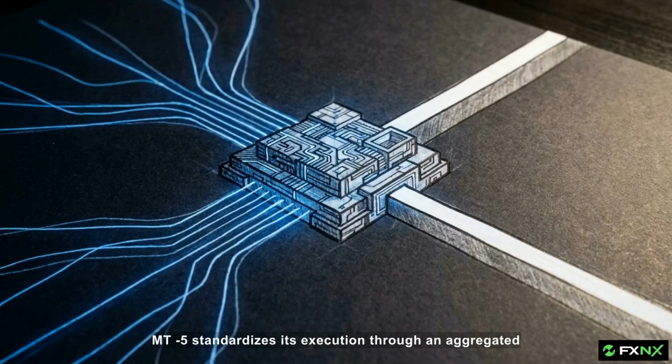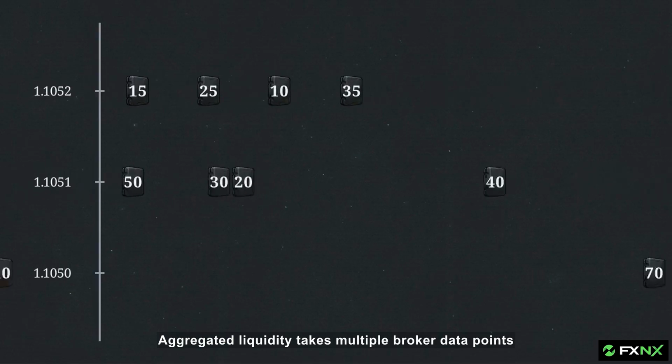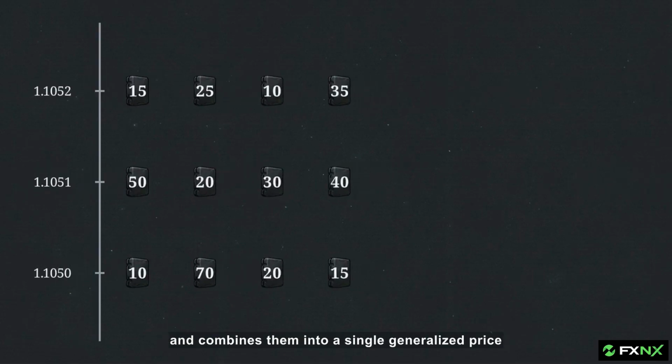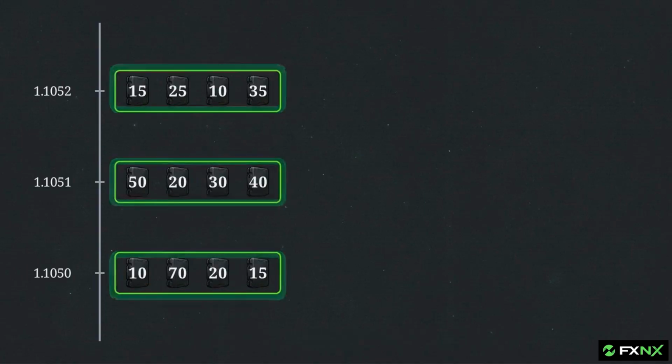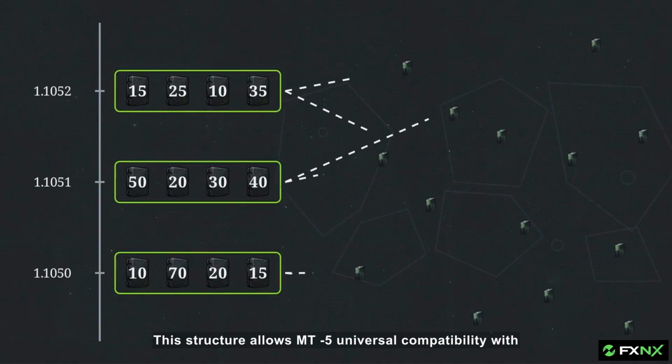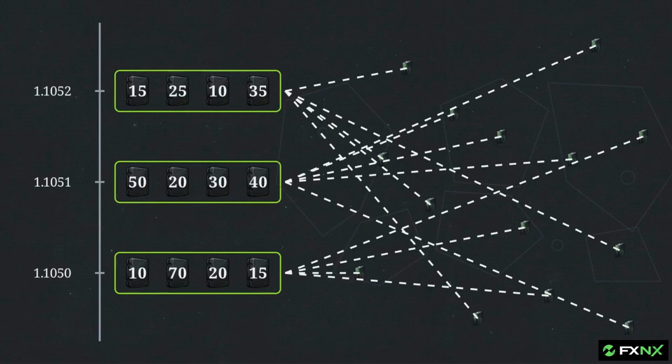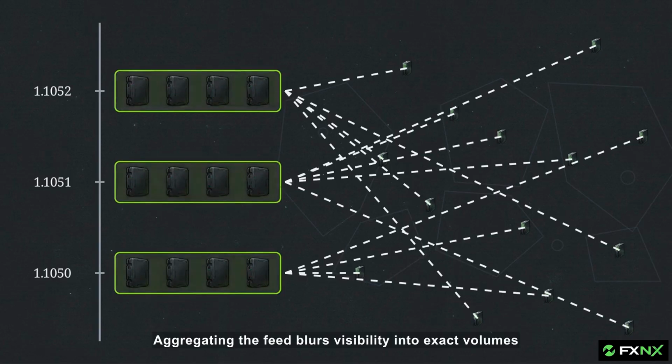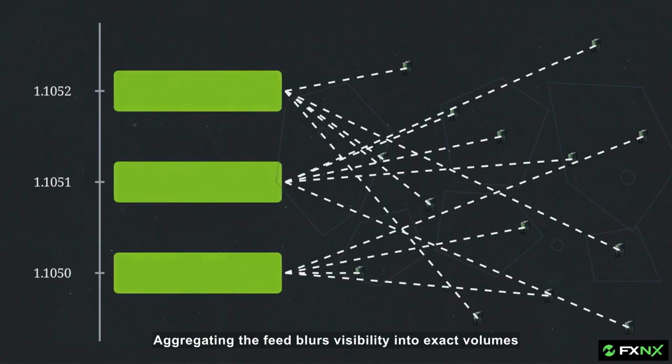For advanced traders, the most critical technical division between these two platforms comes down to execution models and liquidity visibility. MT5 standardizes its execution through an aggregated depth of market model. Aggregated liquidity takes multiple broker data points and combines them into a single, generalized price representation. This structure allows MT5 universal compatibility with global brokers. But there's a cost. Aggregating the feed blurs visibility into exact volumes from specific liquidity providers.